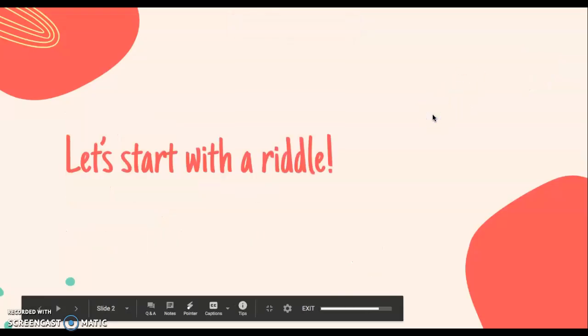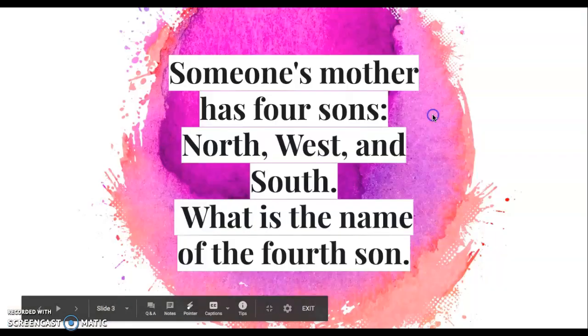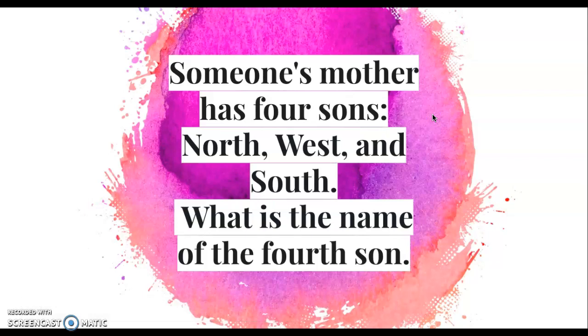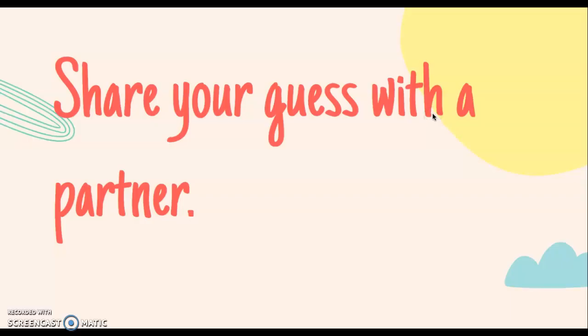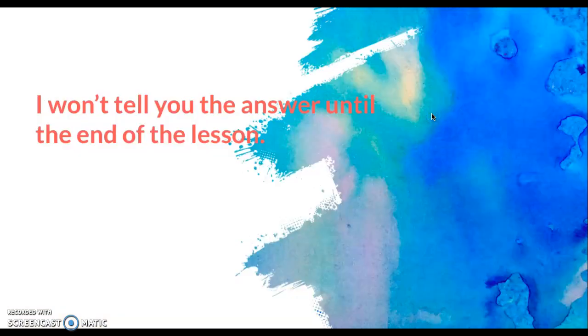All right, so we're going to start the lesson with a riddle. The riddle is, someone's mother has 4 sons, north, west, and south. What is the name of the 4th son? So you can pause and share your answer with somebody right now, or just think and keep the answer in your head. But I'm not going to tell you the answer until the end of class.